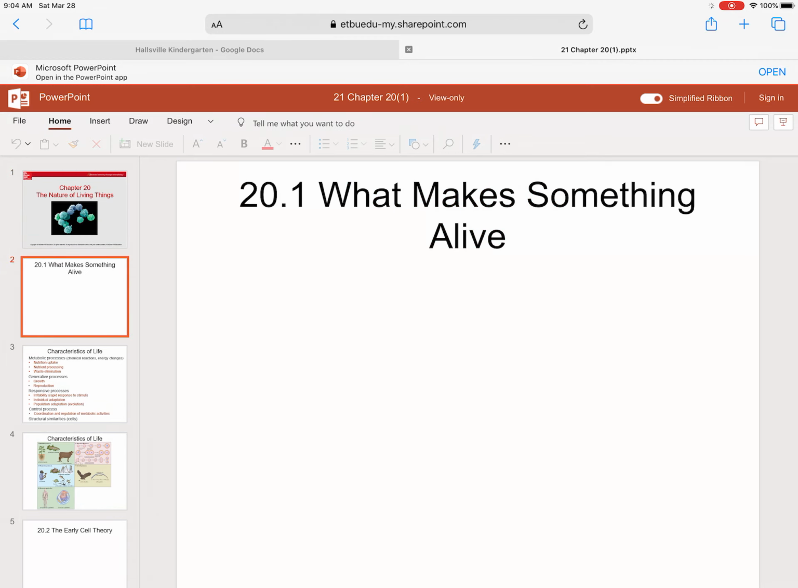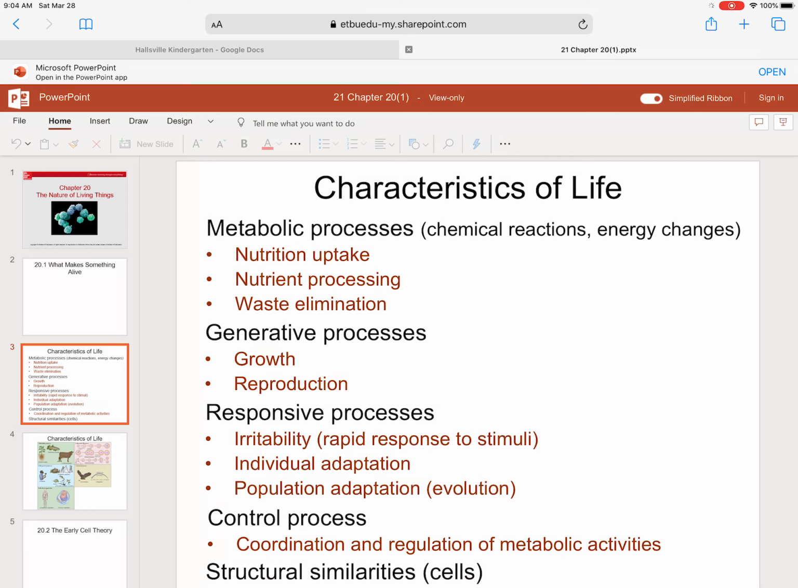So to start off, we're going to define what something requires to be defined as alive. There are going to be 5 characteristics of life. They're here in black. Metabolic processes. These are chemical reactions, energy changes. Some examples are nutrition uptake, nutrient processing, waste elimination. So this is your eating, your digestion, and then you're excreting the waste.